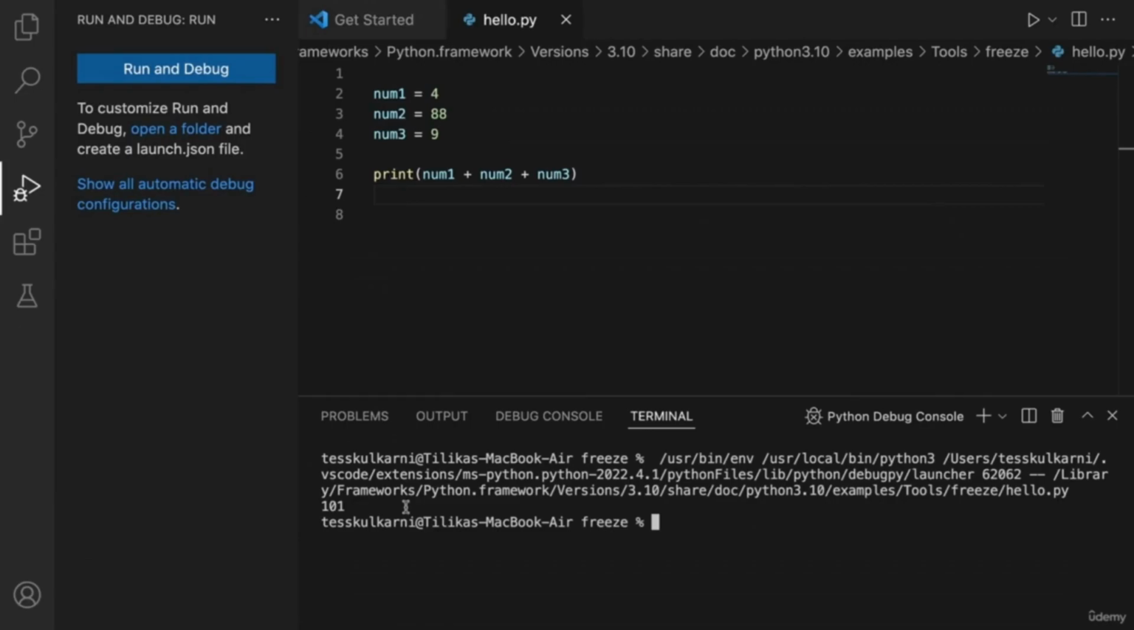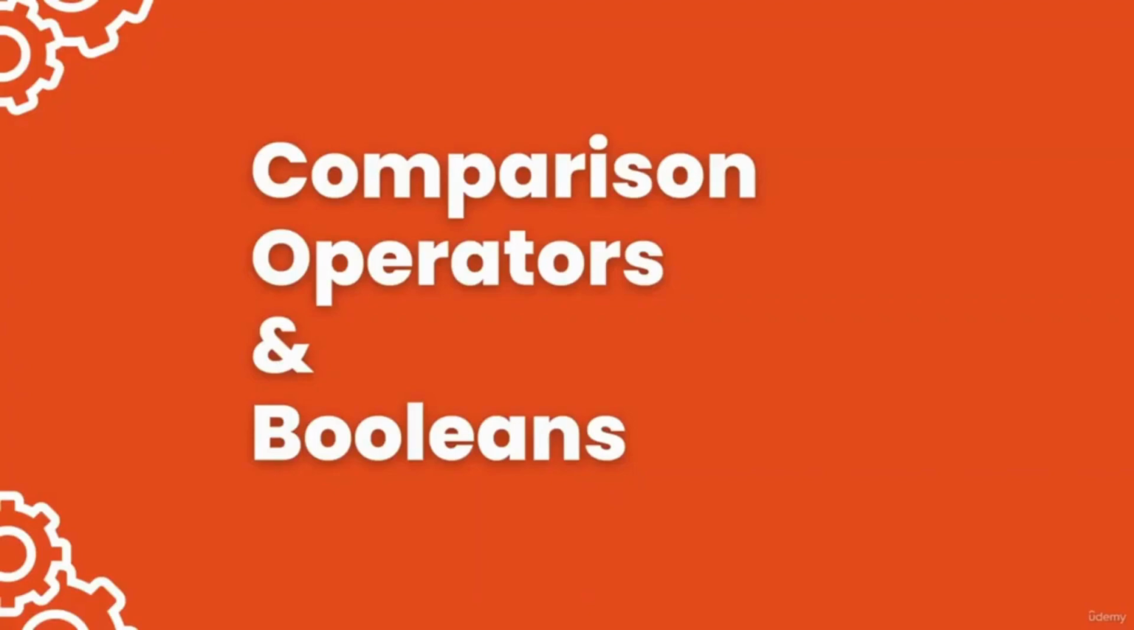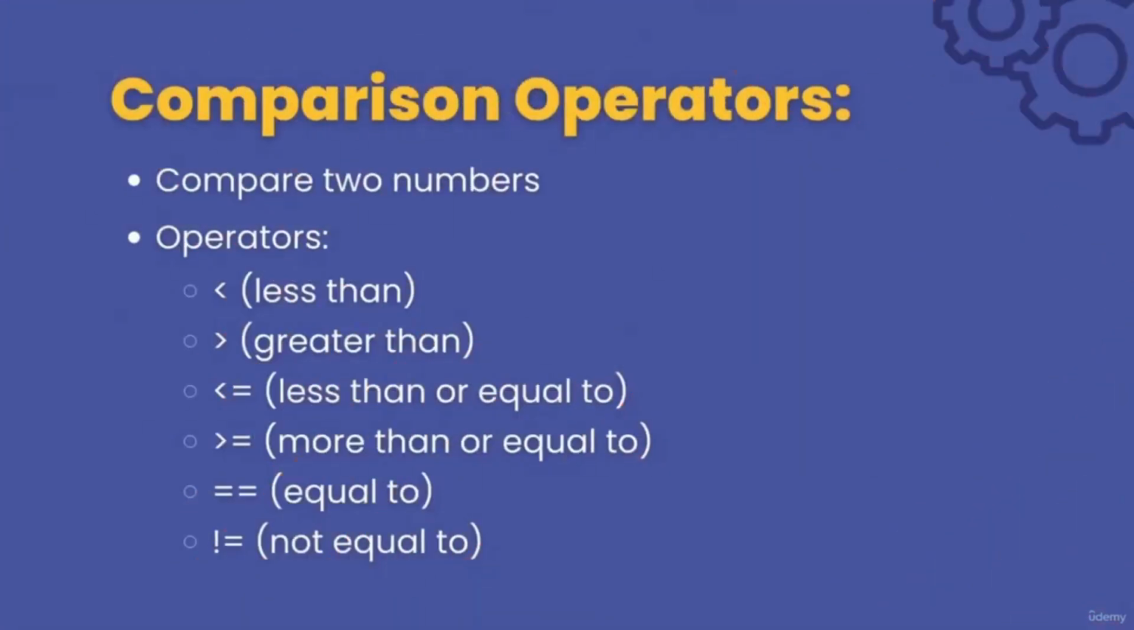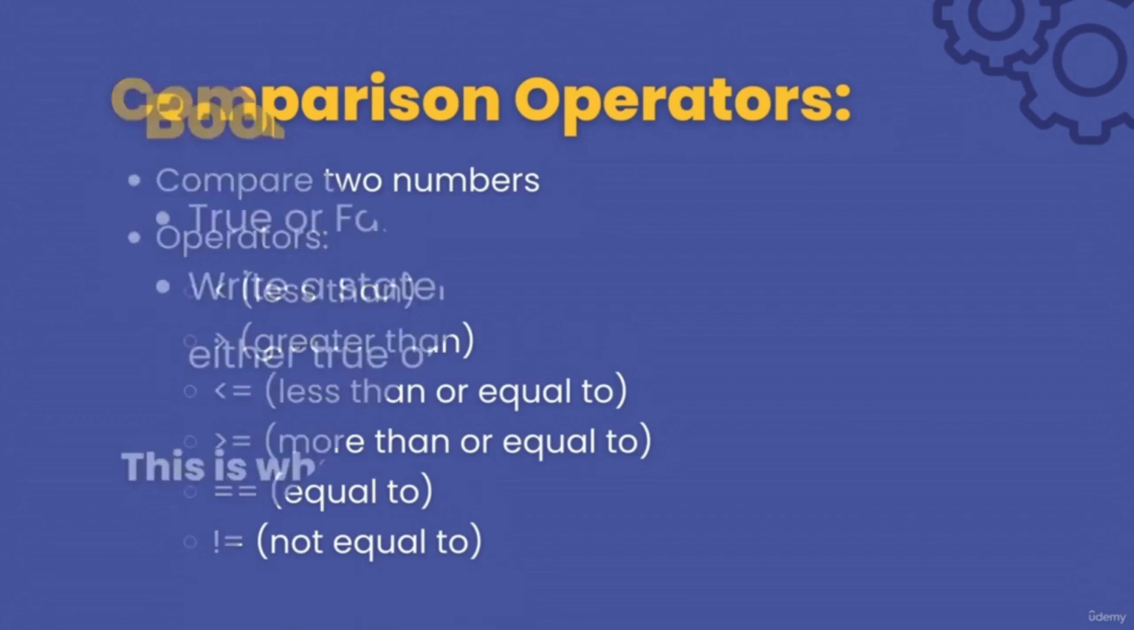Hey guys, you're going to learn about comparison operators and booleans in this video. So comparison operators are literally operators that compare 2 numbers. These are the comparison operators with their respective symbols. There is less than, greater than, less than or equal to, more than or equal to, and lastly, not equal to. We will get back to these operators in a few seconds.